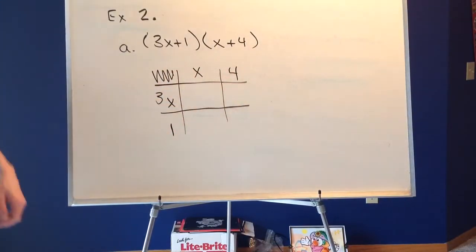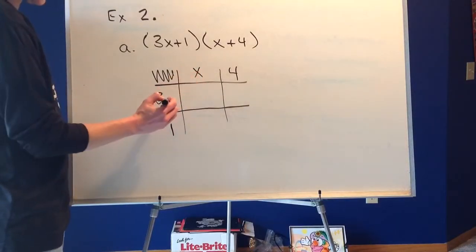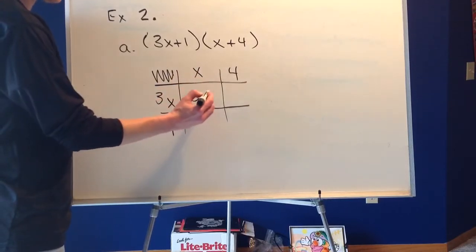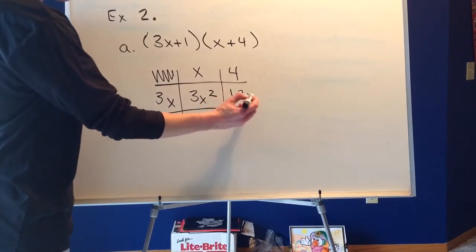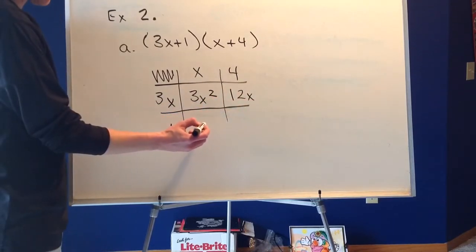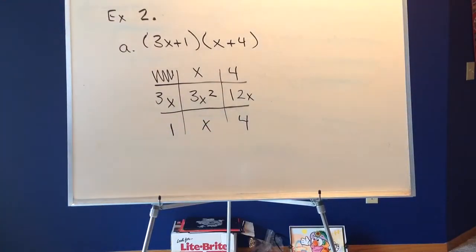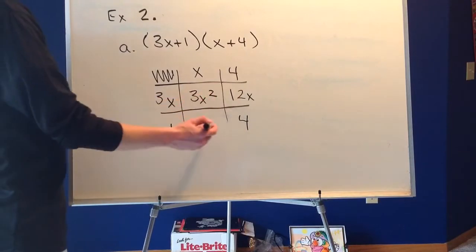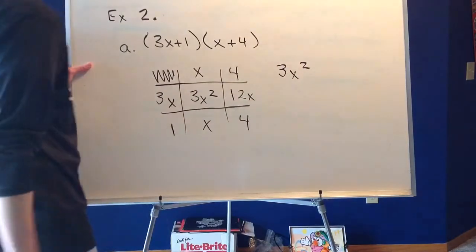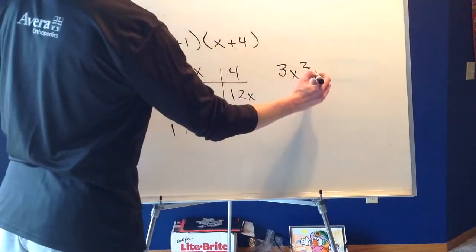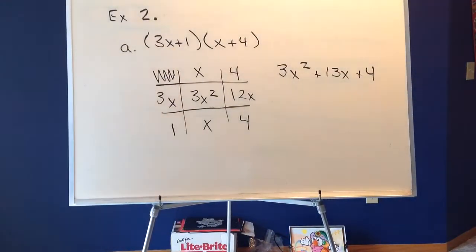And then what you're going to do is multiply the two that go together to make the new box. For this box it'd be a combination of 3x and x, so that would be 3x squared. This box would be 3x and 4, so that would be 12x. This box would be 1 and x, and this box would be 1 and 4. Then for your final answer, you want to take these four terms and combine the like ones. Again, always making sure it's in standard form. So we'd have the 3x squared, we'd have the 13x, and we would have the 4 as our final answer.